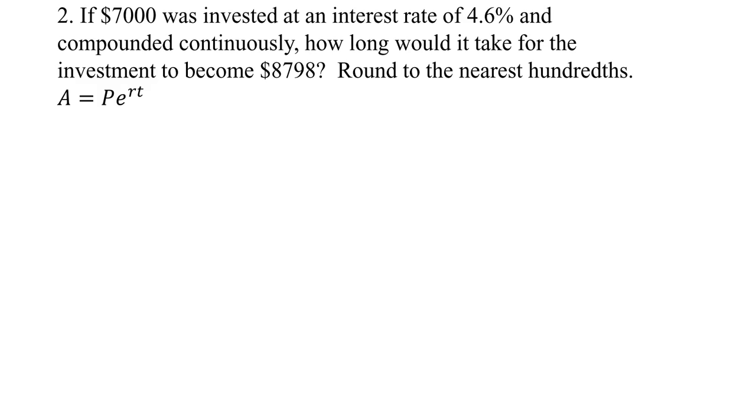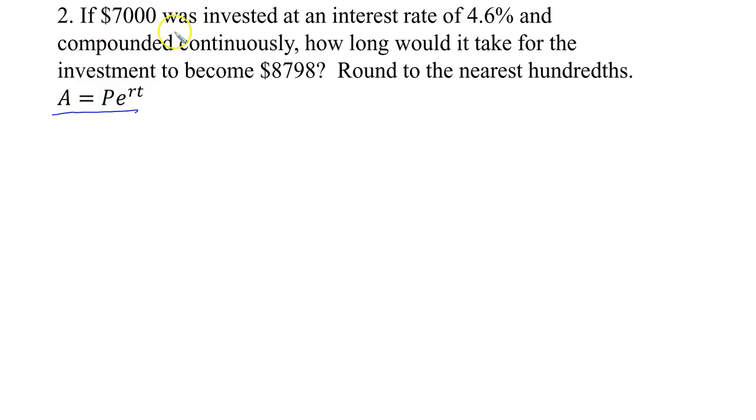It says if $7,000 was invested at an interest rate of 4.6% and compounded continuously, how long would it take for the investment to become $8,798? And we want to round our answer to the nearest hundred. We will give you this formula, okay?